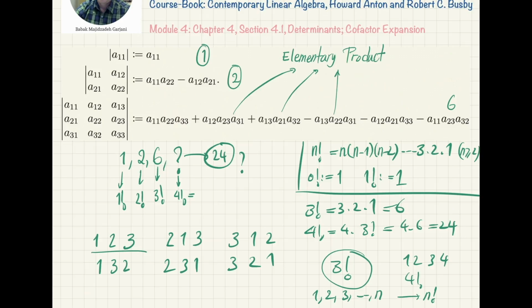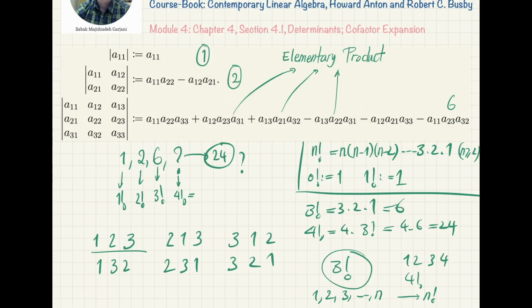Okay? So this is a good confirmation about the number of terms involved in the definition of a 4 by 4 determinant. Do you remember? We said that this is 4 factorial. Yes. Now we are actually confirmed that this is a good guess.